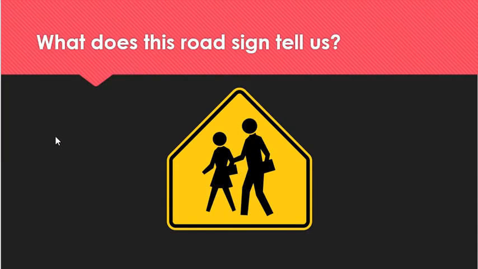What does this road sign tell us? Think about it for just a moment. This road sign tells us to be careful in school zones and watch out for children crossing the road. You might see them in other places, such as a library area or a park area, but usually they're found in school zones.